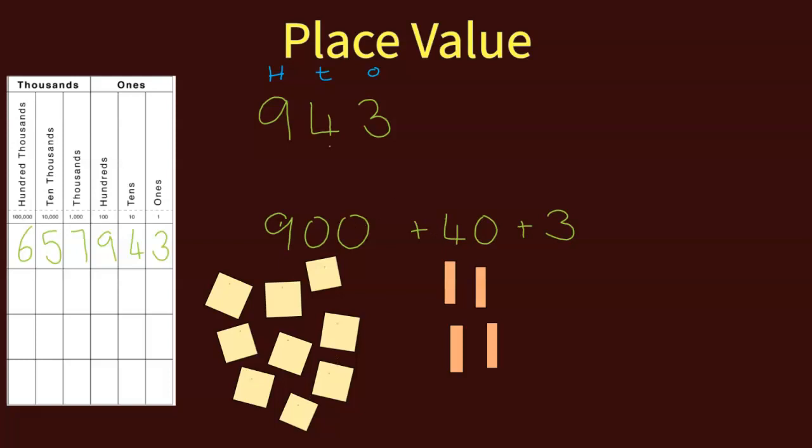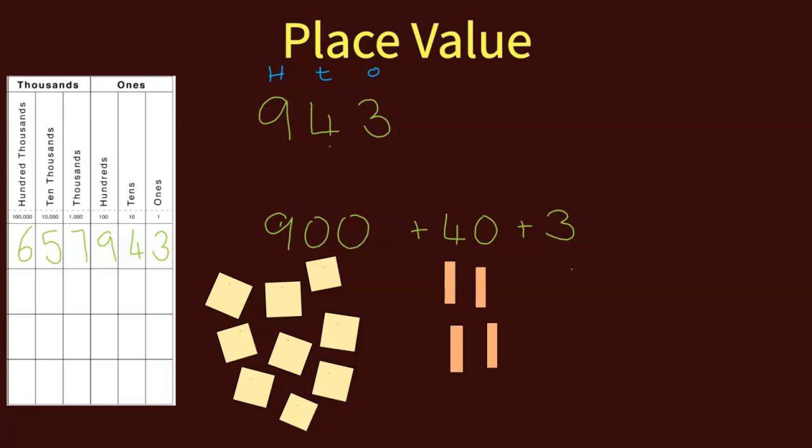The tens, I represented it as rectangles. There are 4 rectangles. 1, 2, 3, 4. But obviously we know that it's not 4, it's actually 10. Each rectangle's worth 10. So this won't just be 4, this will actually be 40. So this is 10, 20, 30, 40.